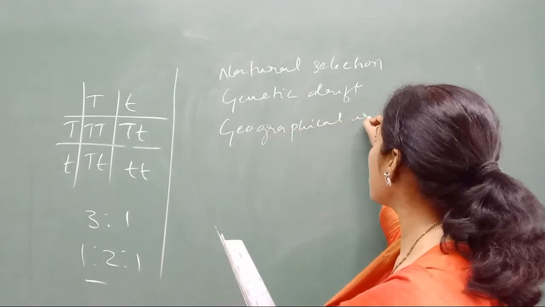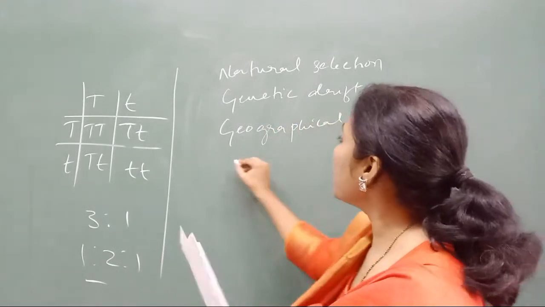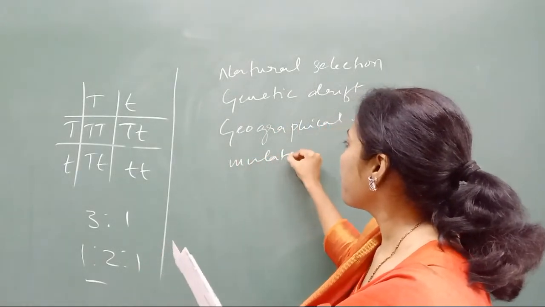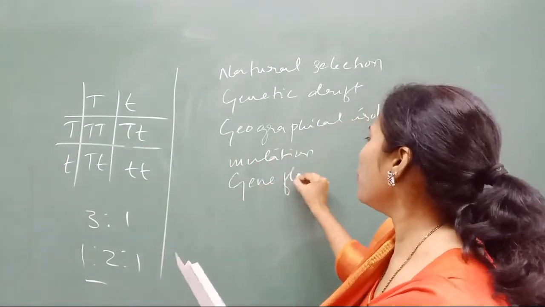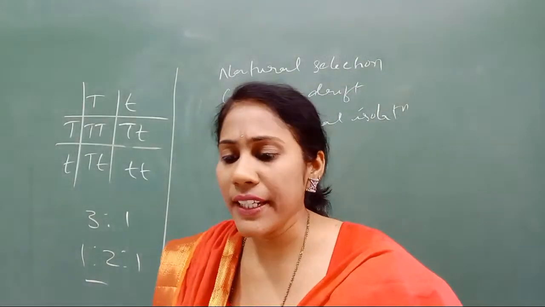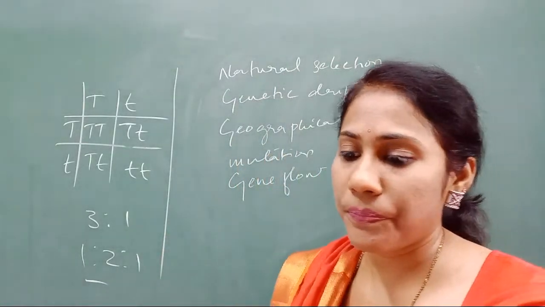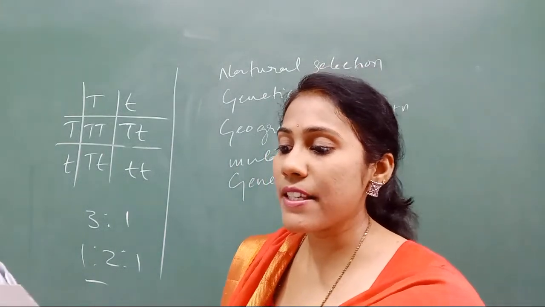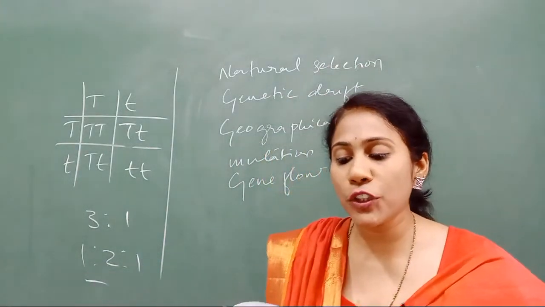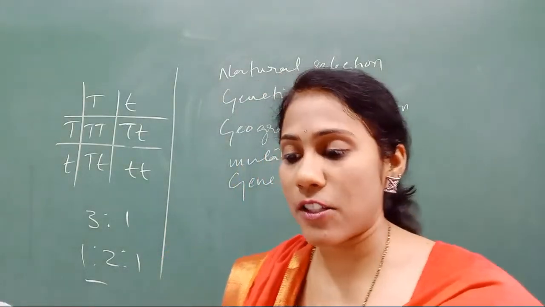Geographical isolation. Okay, and then mutation you can mention, or you can also mention gene flow. Any 4 they asked you, so if you mention any 4, that is enough. Okay. Then the B question: The experiences of an individual acquired during its lifetime cannot be passed on to its progeny.